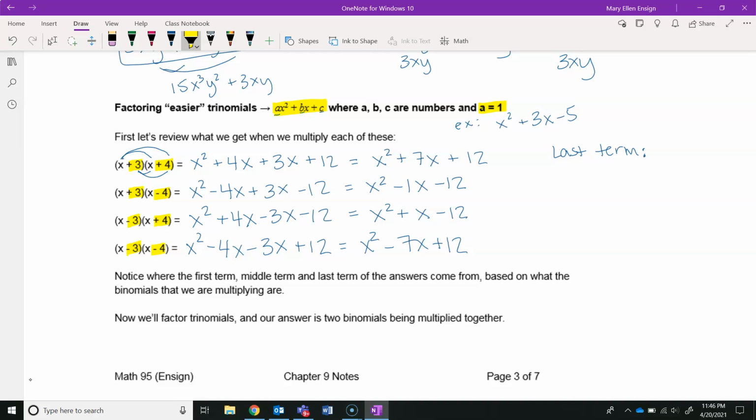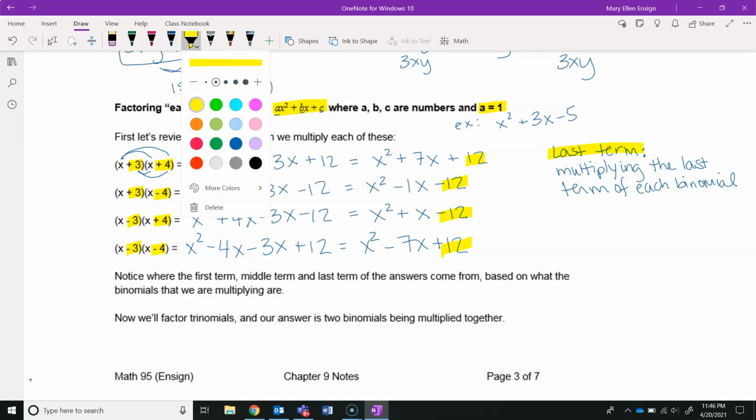So notice what happened. When the signs are the same, like in the first one and the last one, we get a positive 12. When the signs are different, like in the middle two, we get a negative 12. Okay, so the last term comes from multiplying the last term of each binomial, right? So the binomials are what are in these parentheses because they have two terms. I multiplied the last terms, and that's where I got this last term.